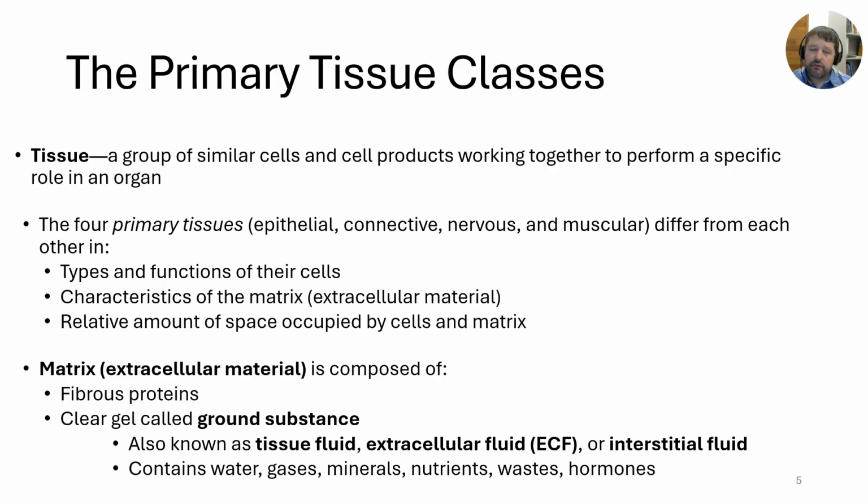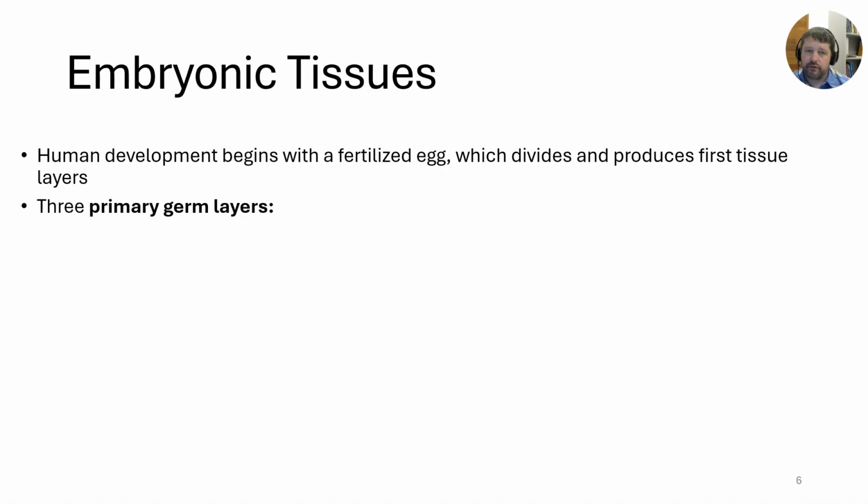That fluid is known by lots of different terms: tissue fluid, extracellular fluid, or ECF, and interstitial fluid. But these are the sites of the liquid-like material that's associated right outside of the cell. And we'll look at this as we progress.